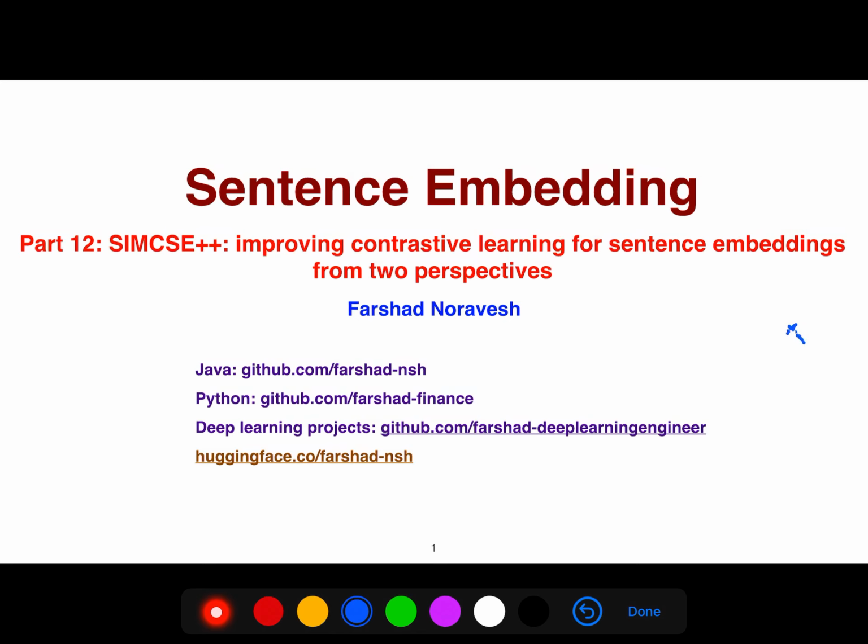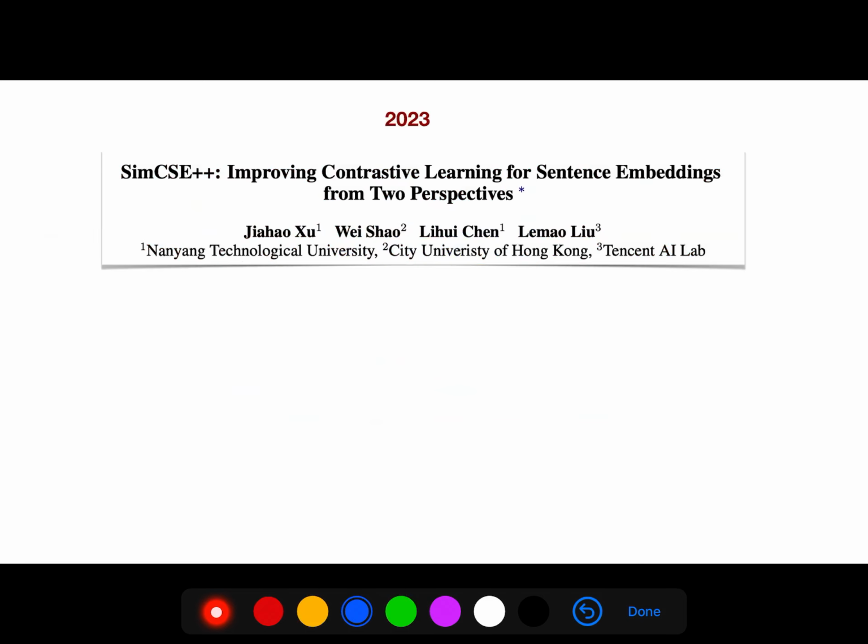Alright, so in this video I'm gonna be talking about another approach for sentence embedding, and we are using contrastive learning to do that. And this is an advanced version of SimCSE. I've explained SimCSE in a different video, and so I'm gonna be focusing on this article in 2023.